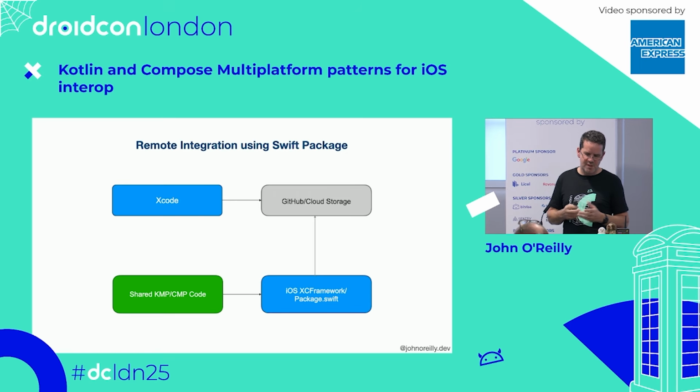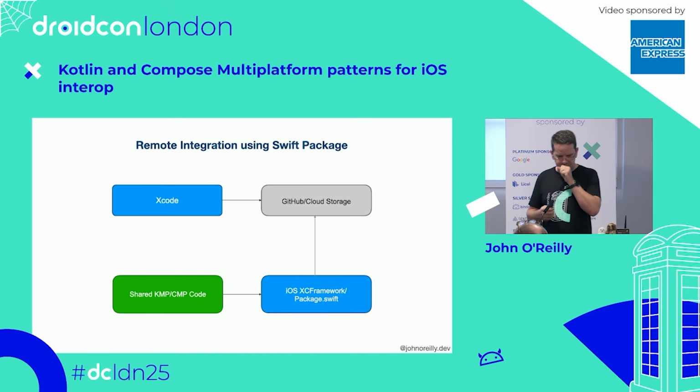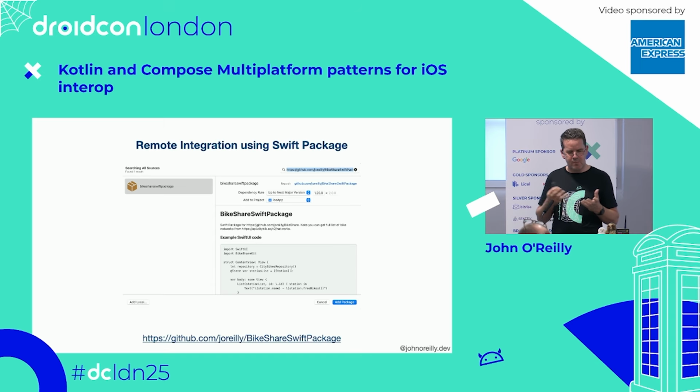The other approach is typically used when there's separate teams for the client and the shared code, and usually involves separate repositories for each. Here, a Swift package is created from the shared code and published to a remote repository, along potentially with some cloud storage for the XCFramework zip file that's part of the package. That package then can be added to an Xcode project using, for example, the GitHub repository that the package is published to, as shown here, for example, with the BikeShare Swift package repo.